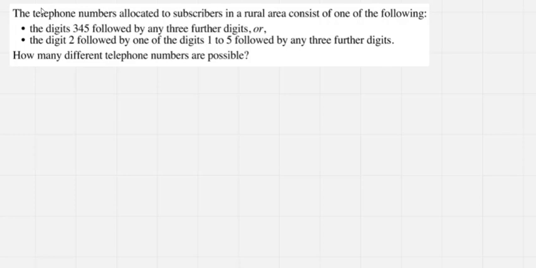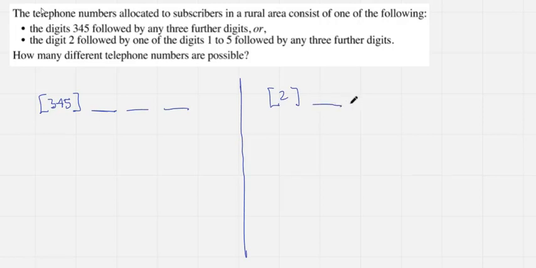Still working on combinations here. The numbers allocated to subscribers in a rural area consist of one of the following. Okay, so there are two different ways that they can make a phone number, they're saying. You can have the digits 3, 4, 5 followed by digit, digit, digit, or you can have 2 and then anything from 1 to 5 and then 3 more digits. So how many ways can we do each of those things?